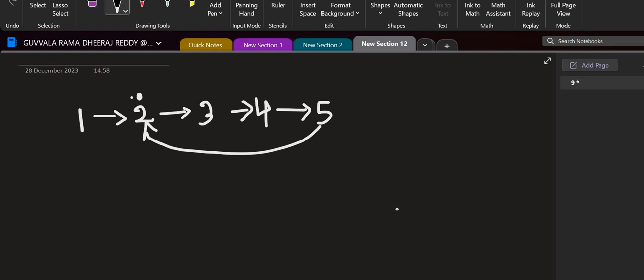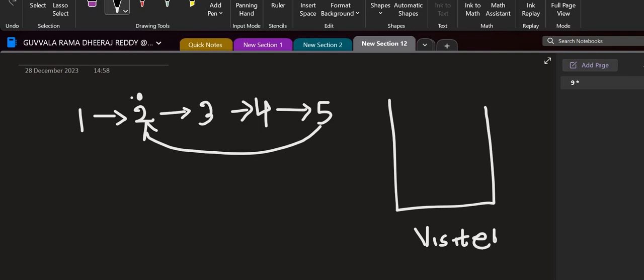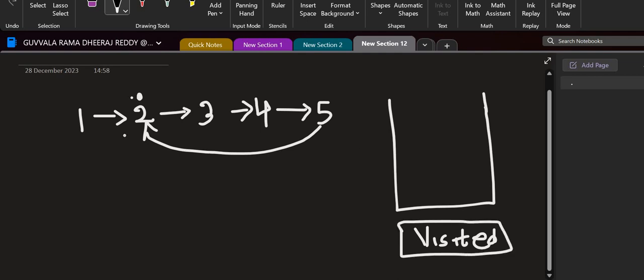See, I'm considering a hash set. Let's name this hash set visited node. Now I'll start inserting the addresses into the hash set. Remember, I'm not inserting the data, I'm inserting the addresses.